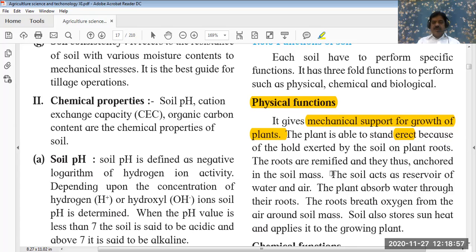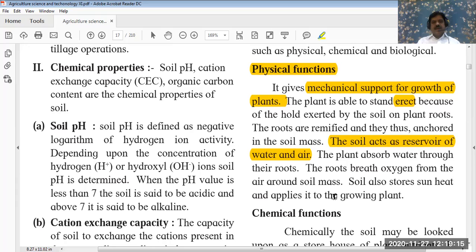Then another function, that this soil acts as a reservoir of what? Of water and air. Means the plants can get water and air out of this soil. No doubt plants can get air from the atmosphere also, but air from soil is also important. If there is a lack of air, then there will be no plant growth. Remember that in the soil there should be at least 25% air, 25% water. Then only any plant can grow in such kind of soil.